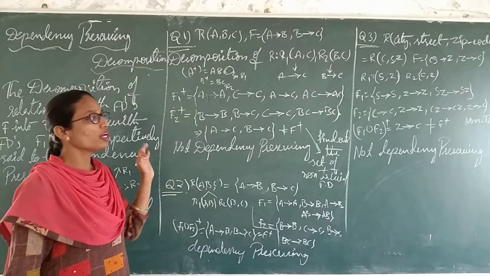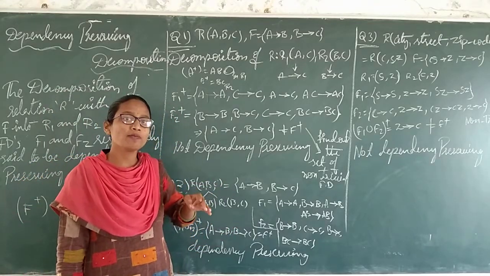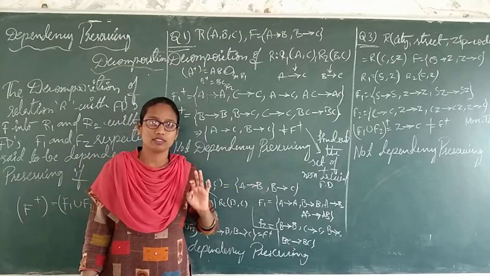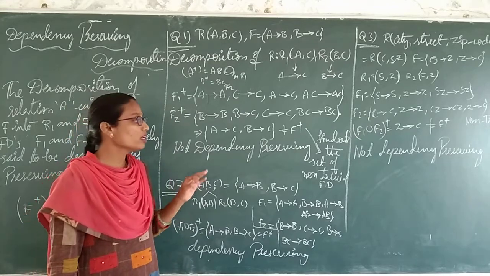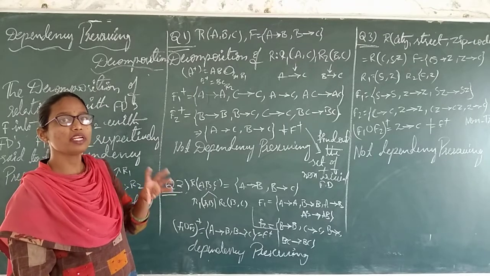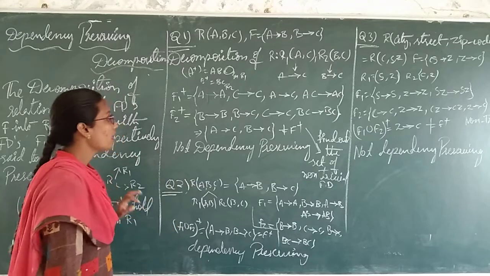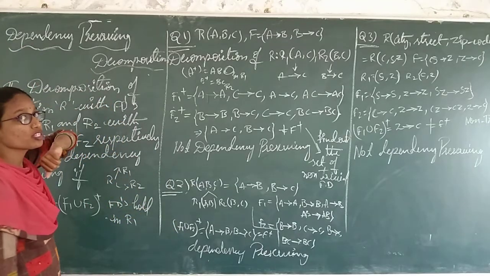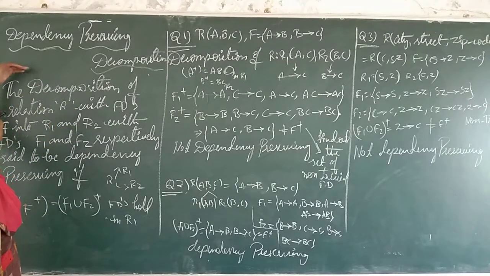Decomposition means we eliminate the redundancy, and then the relation is divided into several parts. With the help of decomposition, we eliminate the redundant data in a relation. And what is dependency preserving decomposition? We have a definition. You will see it here now.